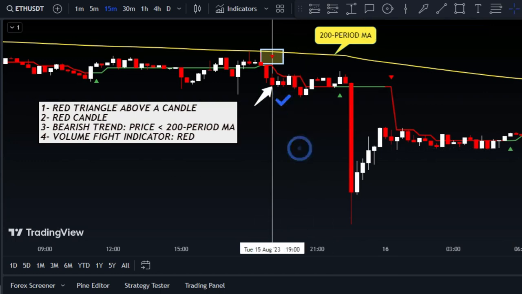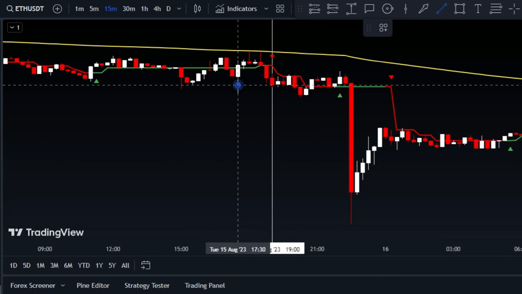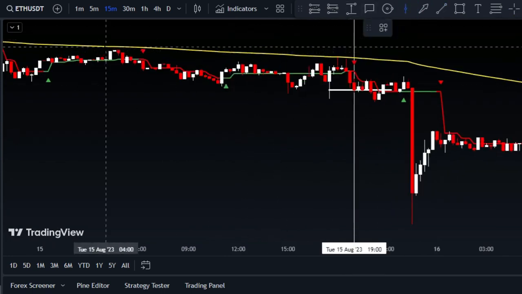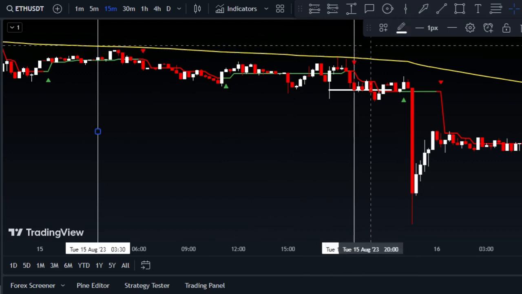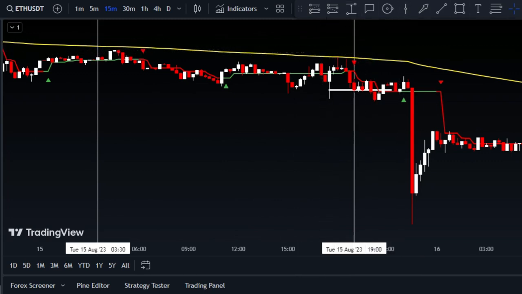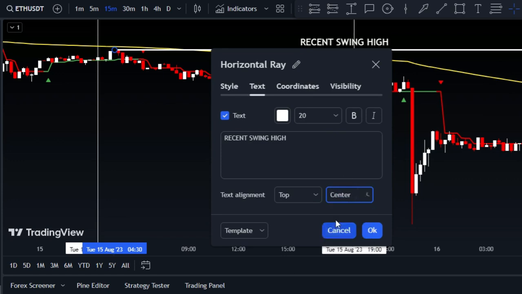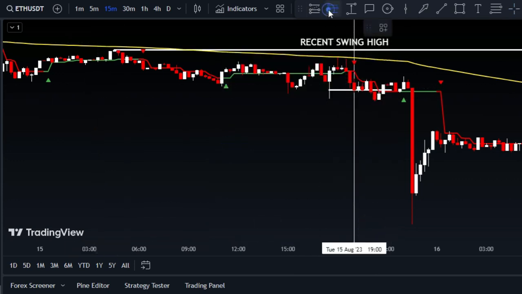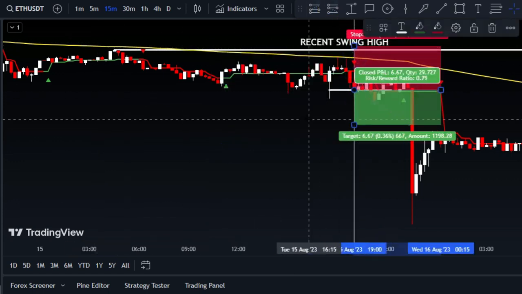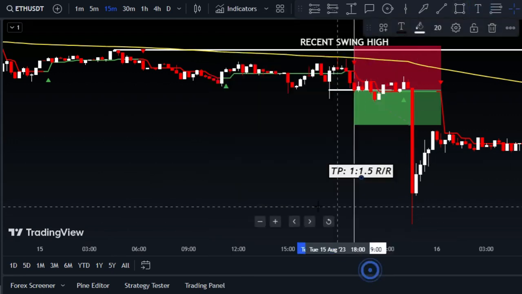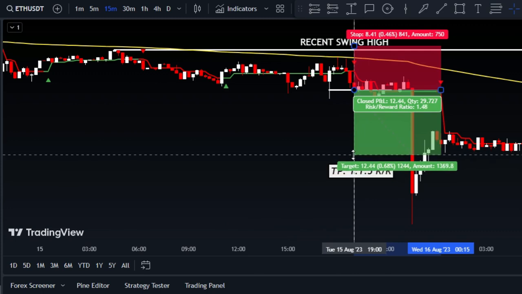Once all these criteria align, it's time to enter a short trade. And when it comes to setting your stop loss, consider using the recent swing. And for exiting a trade in profit, aim for a minimum risk to reward ratio of 1 to 1.5 for your initial target.